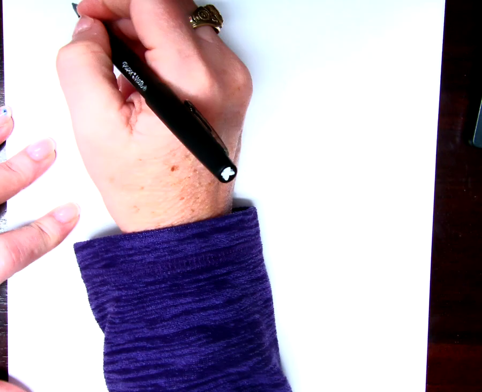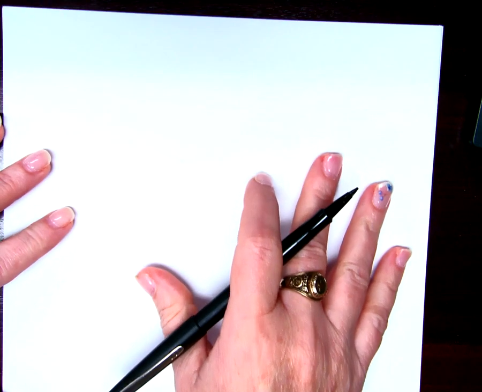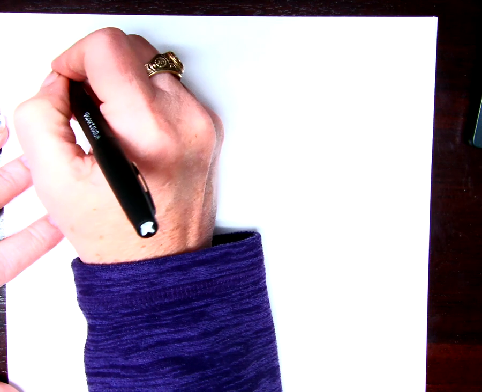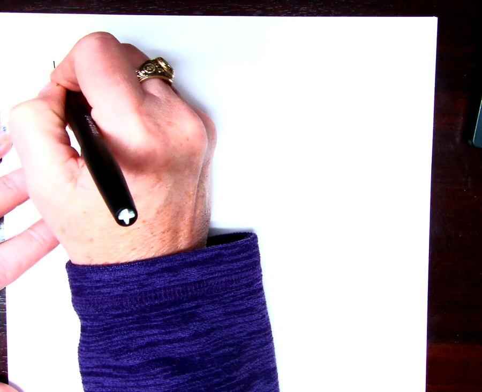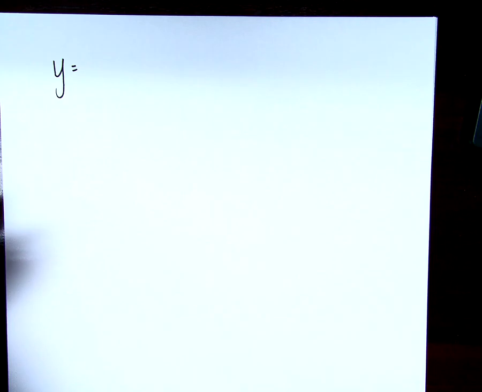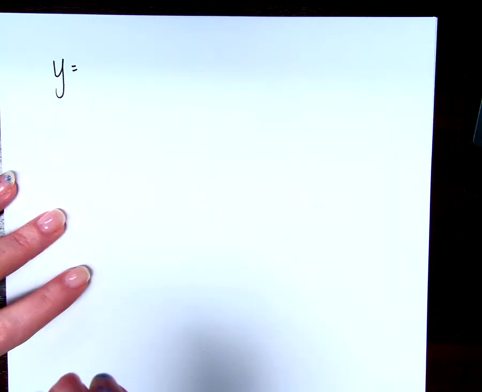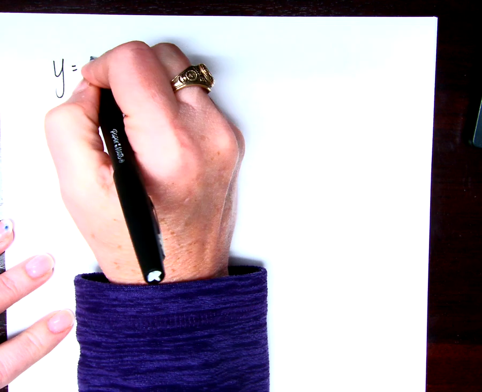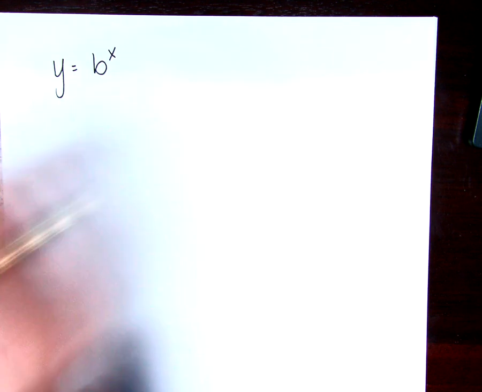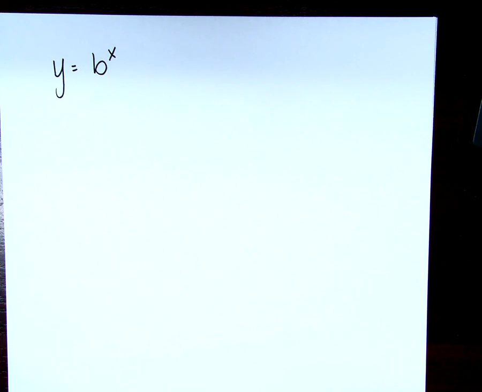So here's where we're going to start today. First of all, can anybody tell me the parent function of exponential? That's a good start. Y equals. In an exponential function, where is the variable? In the exponent. That's what makes it an exponential function. We call it y equals b to the x. Okay? Y equals b to the x is what we call this.